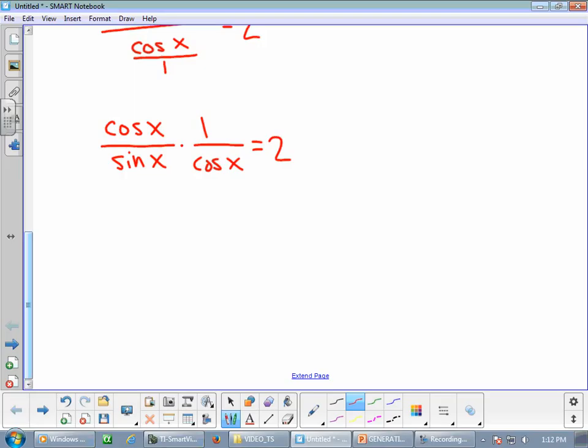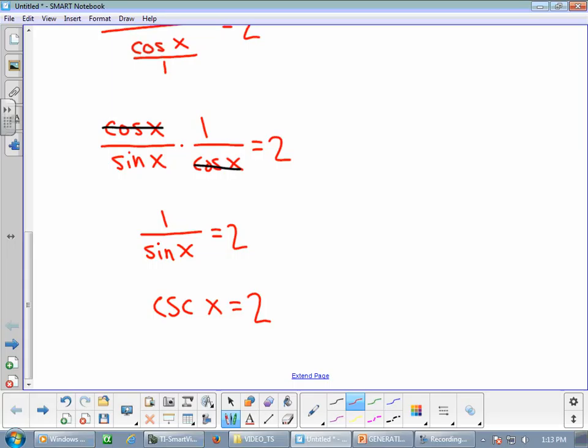Now what? Cancel what? Cosine of x cancels. Right? Common factor in the numerator and denominator. Factors being things we multiply together. So we're left with 1 over sine of x is equal to 2. 1 over sine of x, that looks familiar. What is 1 over sine of x equal to? Cosecant of x. So cosecant of x is equal to 2.